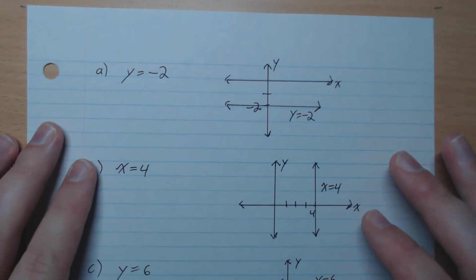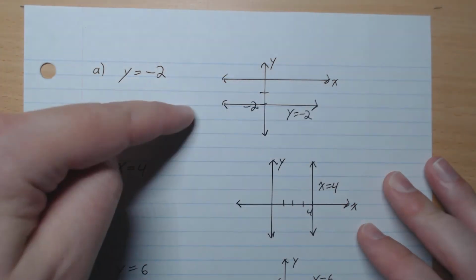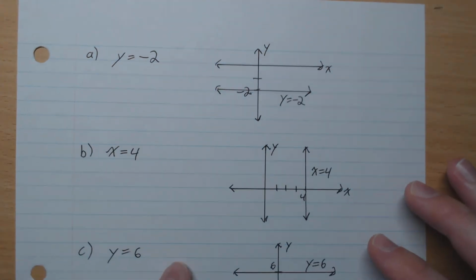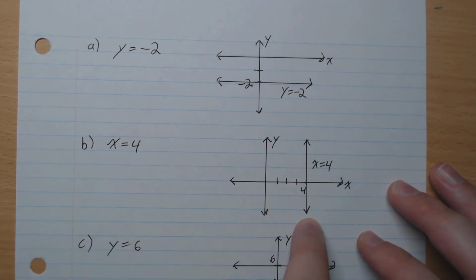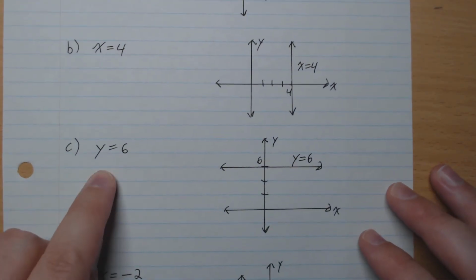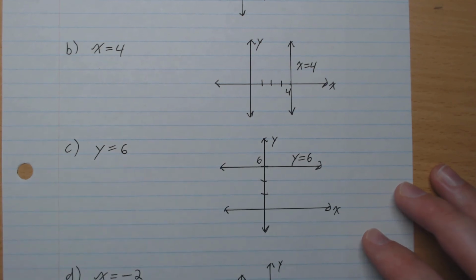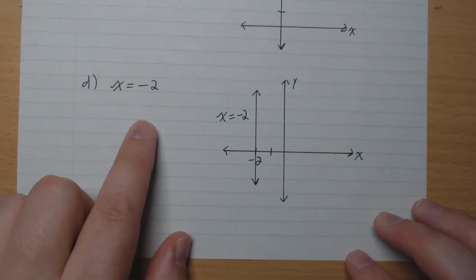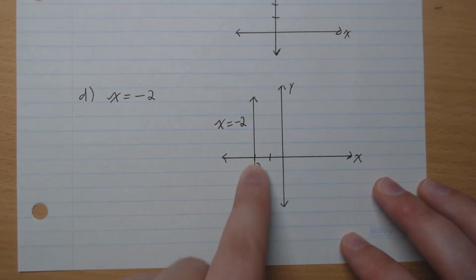Okay, so we're back. Y equals negative 2. So we go to negative 2. Y is always negative 2, like that. X equals 4. No matter what y value you go to, x is always 4. So there's our x equals 4 line. Y equals 6. We go to 6. Y equals 6 is our line, like that. X equals negative 2. So go to negative 2. X is negative 2, like that.